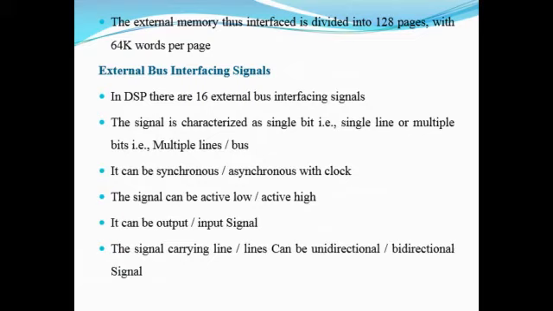Then external bus interfacing signals. In DSP there are 16 external bus interfacing signals. Here we come across the interfacing signals which are generated by the DSP, because here we are going to use a DSP which can be connected to the external memory. The signal is characterized as a single bit, that is, a single line, or multiple bits, that is, multiple lines or buses.